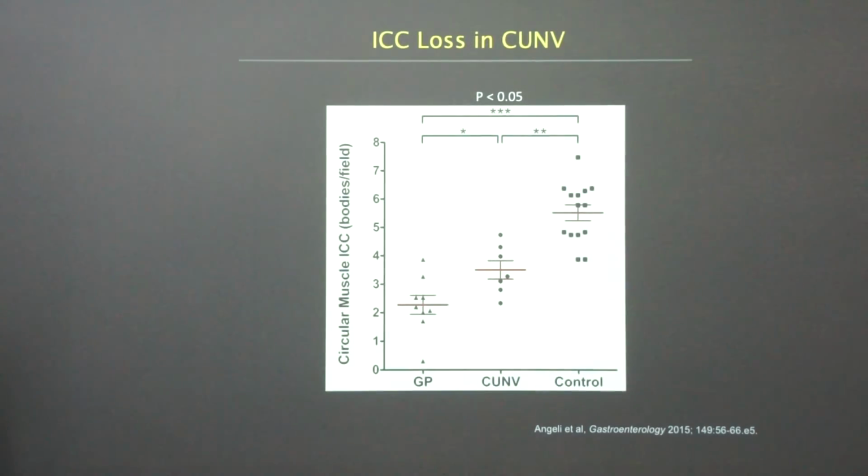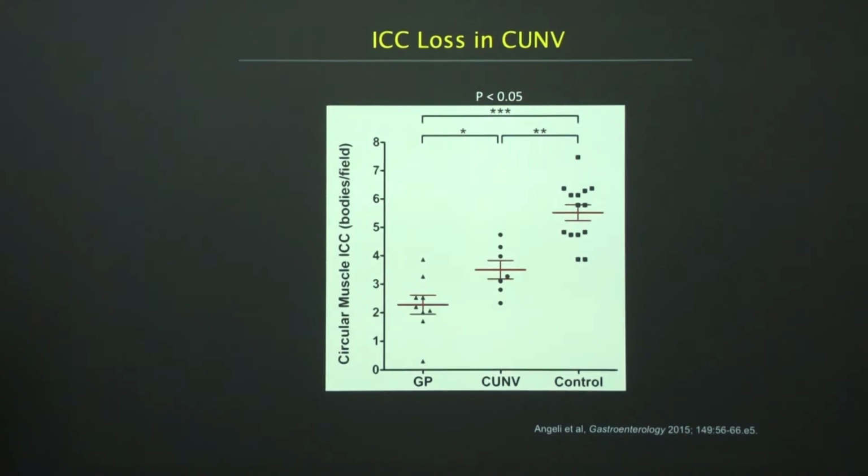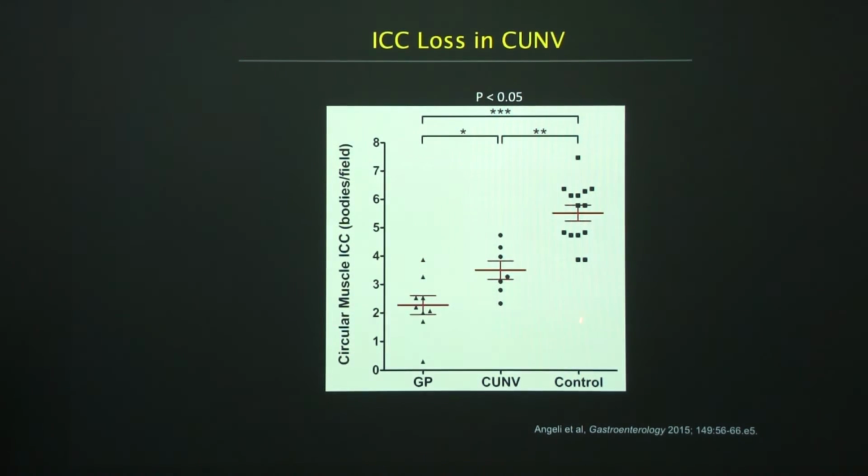and quantified those and compared between the disease states and the controls. What we found was very interesting here, because not only did we find ICC depletion in both of the gastroparetic and chronic nausea and vomiting cohorts in combination with our electrical abnormalities, but we actually saw a graded response of ICC depletion. The chronic nausea and vomiting patients were depleted, but the gastroparetic patients were even more severely depleted.